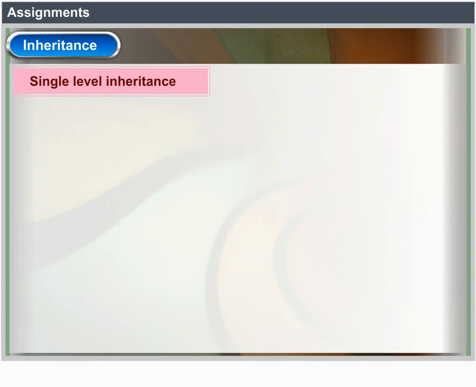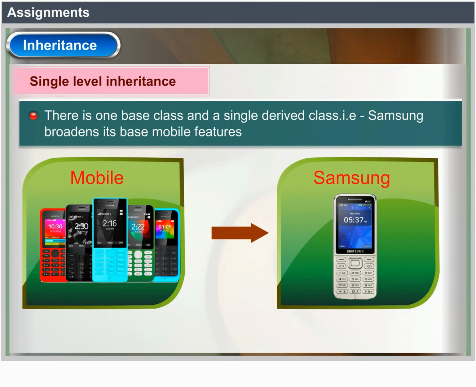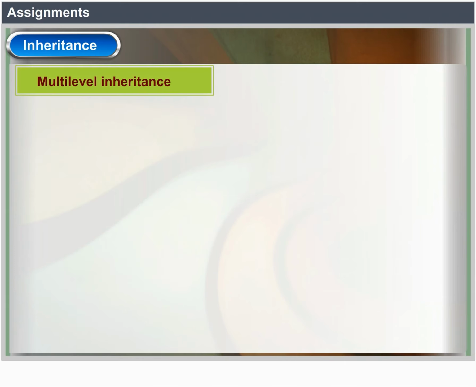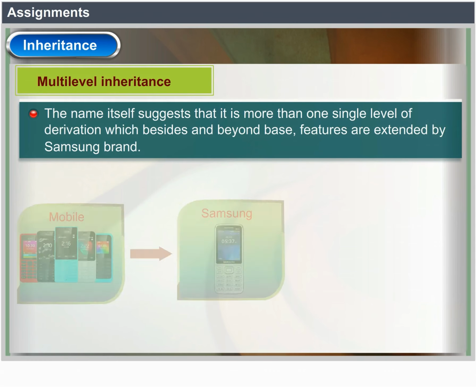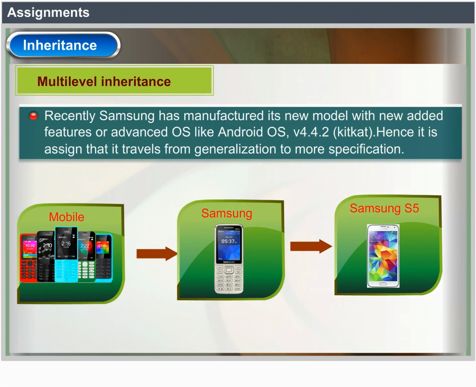Single level inheritance. There is one base class and a single derived class. That is, Samsung broadens its base mobile features. Multi-level inheritance. The name itself suggests that it is more than one single level of derivation, where besides and beyond base features are extended by the Samsung brand. Recently, Samsung has manufactured its new model with new added features or advanced OS like Android OS version 4.4.2 KitKat. Hence, it travels from generalization to more specification.